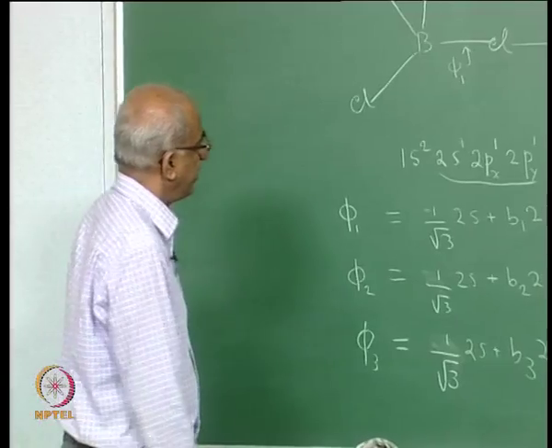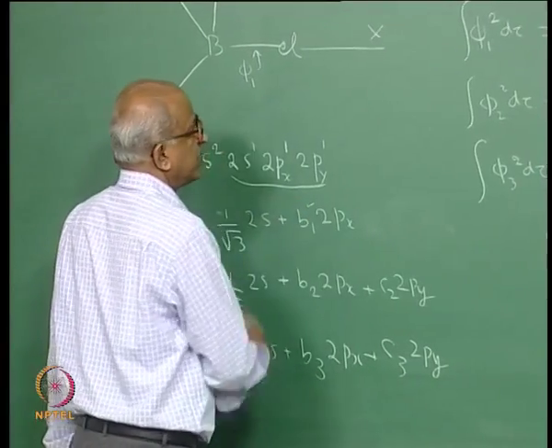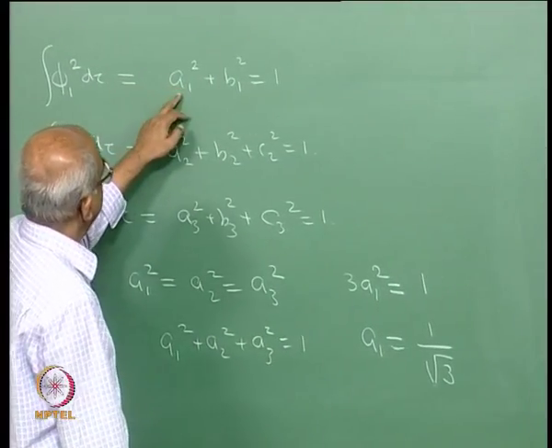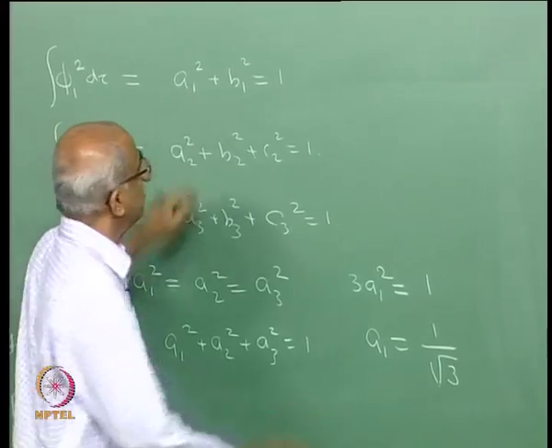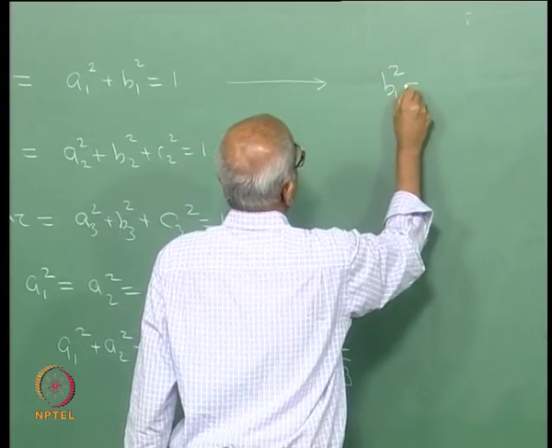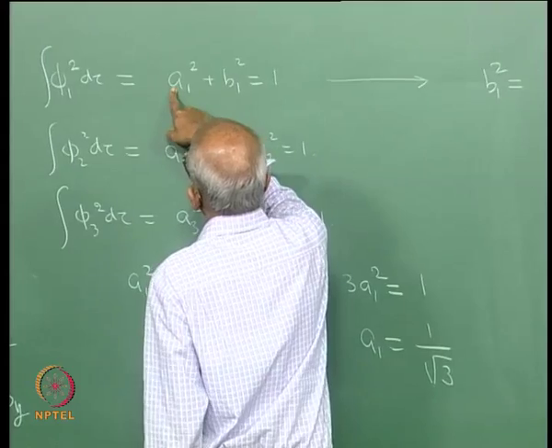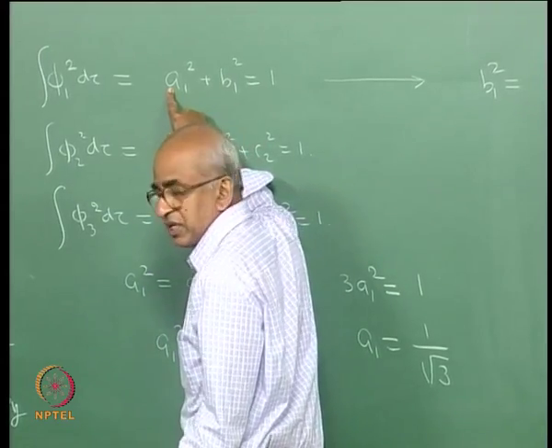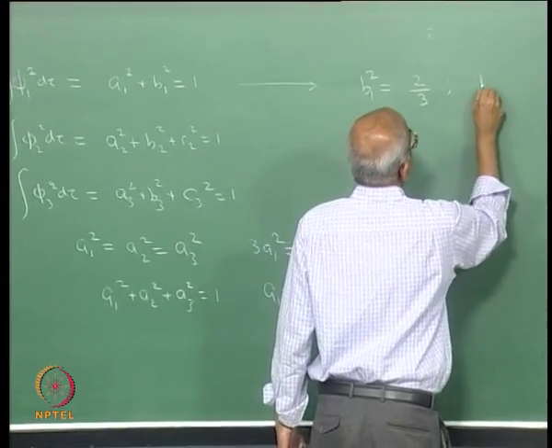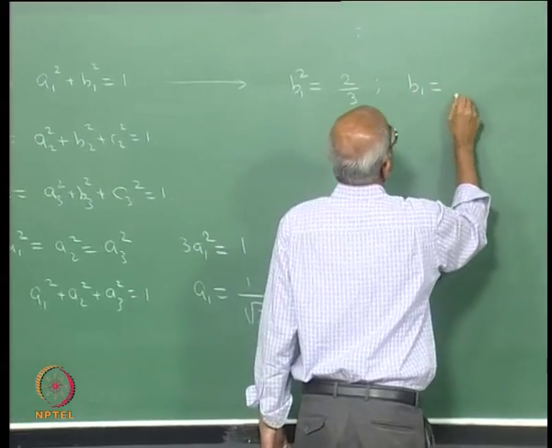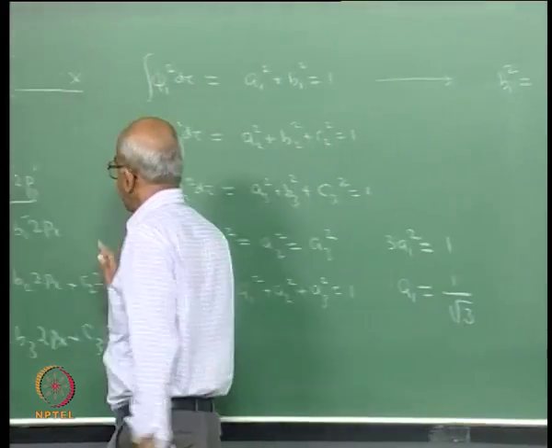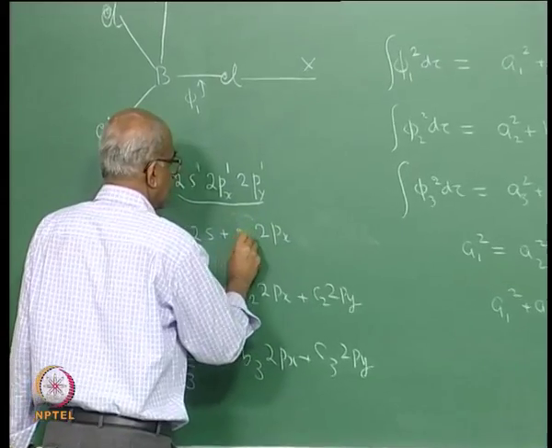Okay, now what do I have? I have to determine B 1, that will be my next aim. But I know that I have this equation. In this equation, A 1 is 1 by square root of 3, that implies B 1 square must be equal to how much? Since A 1 is 1 by square root of 3, B 1 square must be equal to 2 by 3. Or B 1 must be equal to square root of 2 by 3. So, I have determined that and I get this square root of 2 by 3.